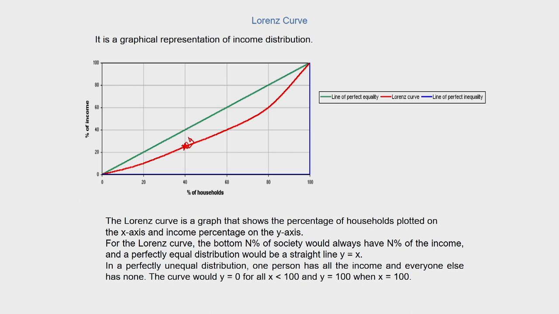There are two things that are being shown here: the area between the straight line and the Lorentz curve. This is the area between the line of equality and the Lorentz curve, which shows by how much the households are earning below the line of equality, and from the Lorentz curve we generally come up with the Gini coefficient. So, the Lorentz curve is a graph that shows the percentage of households plotted on the x-axis and income percentage on the y-axis. For the Lorentz curve, the bottom n percent of society would always have n percent of the income, and a perfectly equal distribution would be a straight line where y is equal to x.